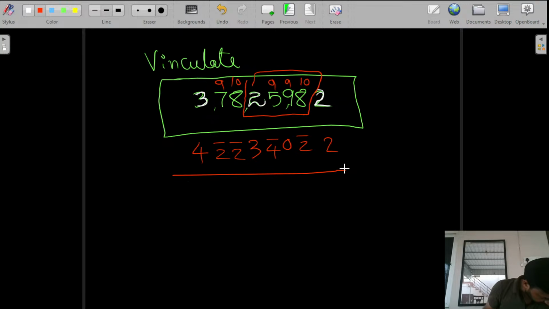Sai Baba, you have to find 5 0 5. You didn't vinculate 5. Wrong answer. Yes. Gokada, wrong answer.